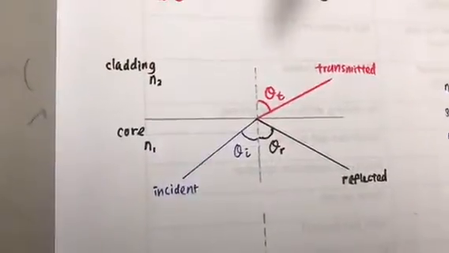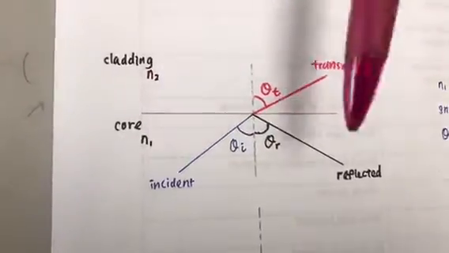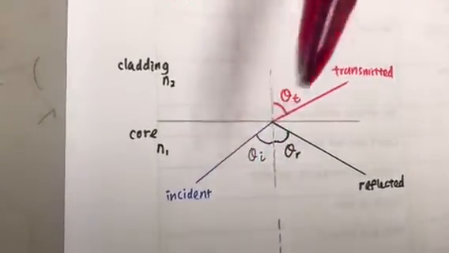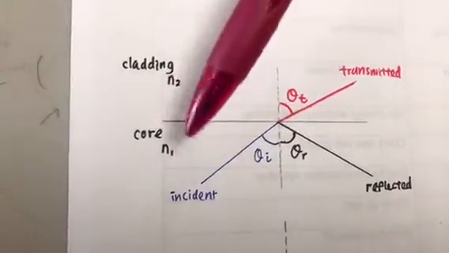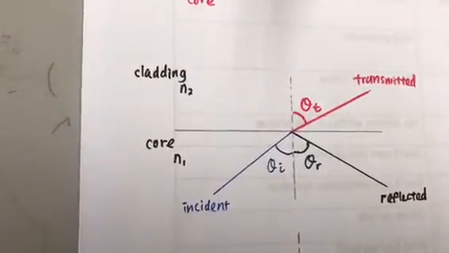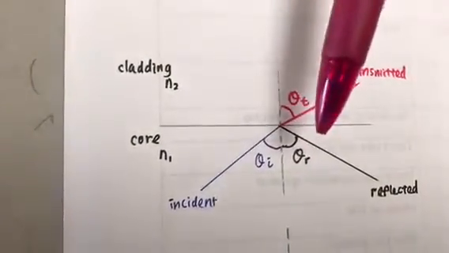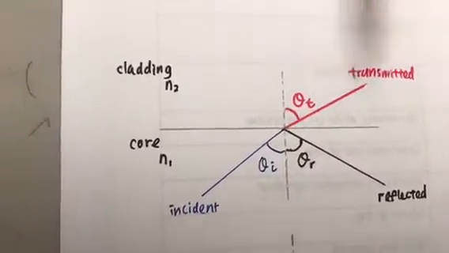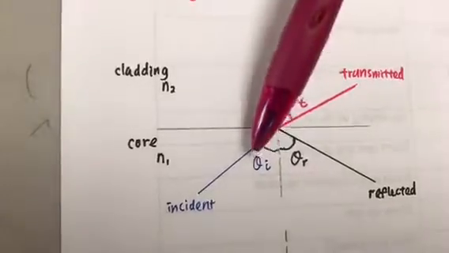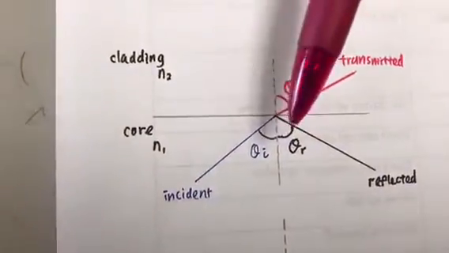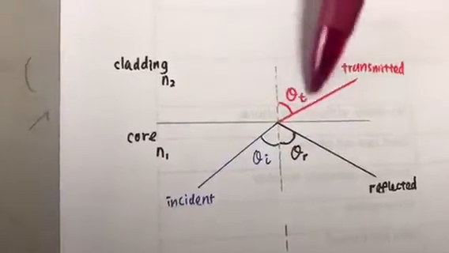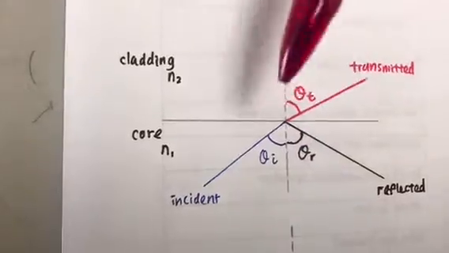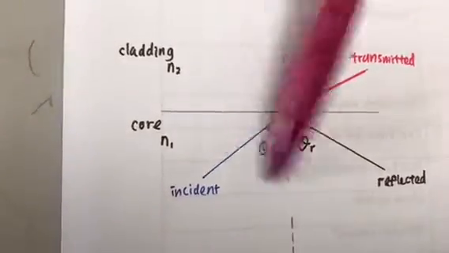This figure shows the reflected and the transmitted ray from the incident ray. Basically, N1 is more than N2, and Snell's law says that N1 sine theta incident is equal to N2 sine theta transmitted. When the incident angle is increased, the transmitted angle will also increase, where the reflected angle is usually equal to the incidence angle.